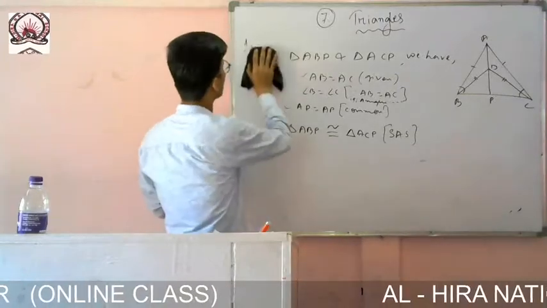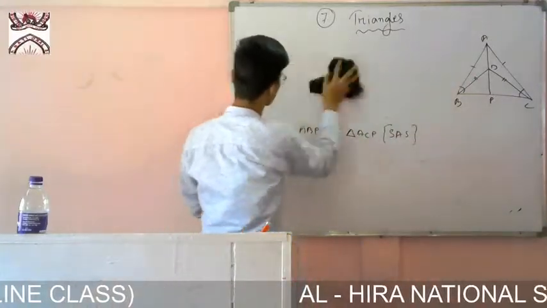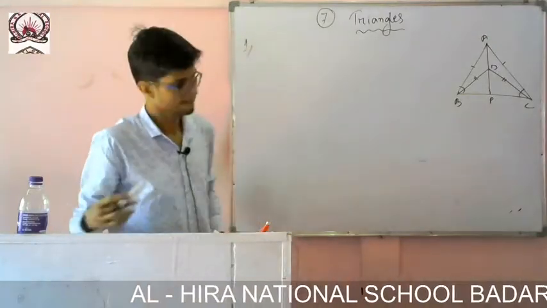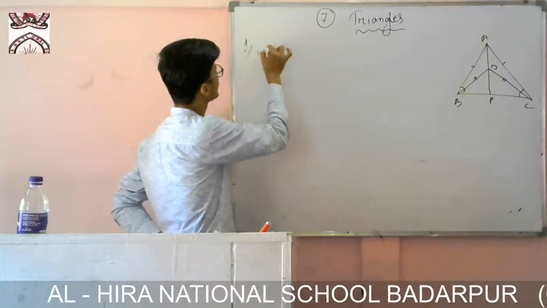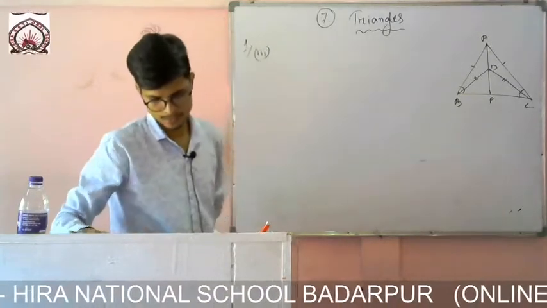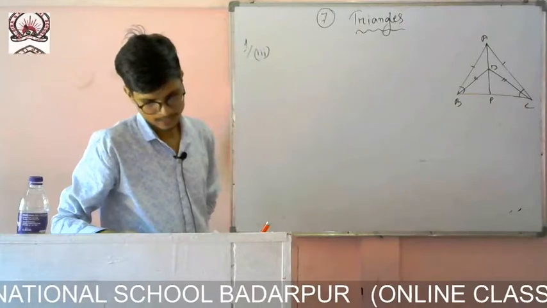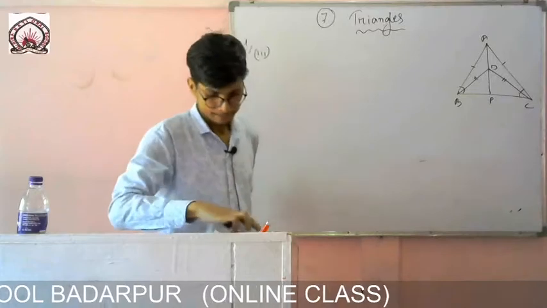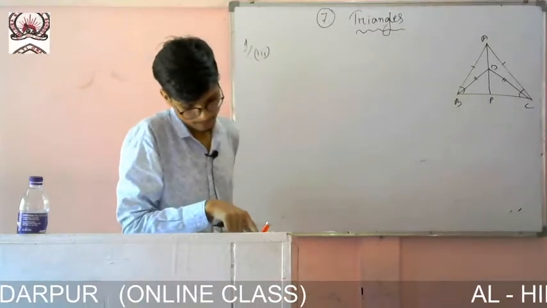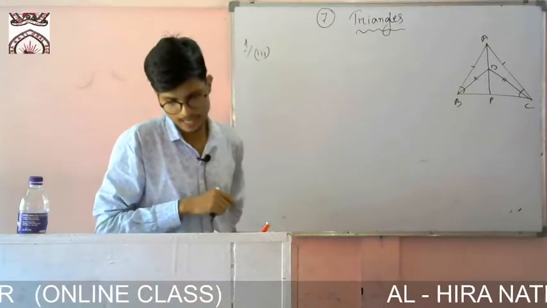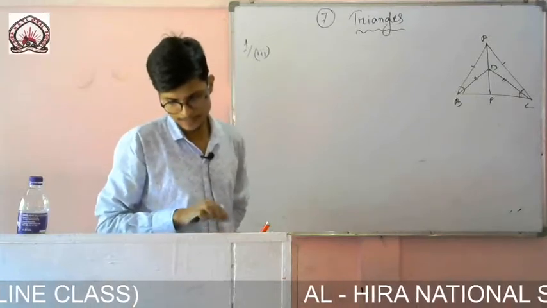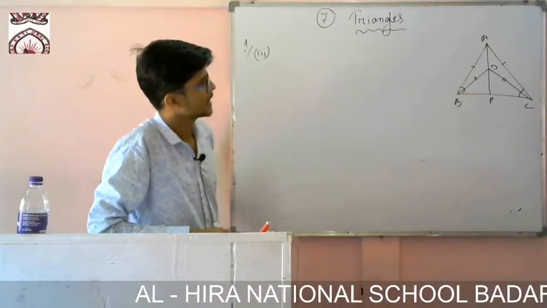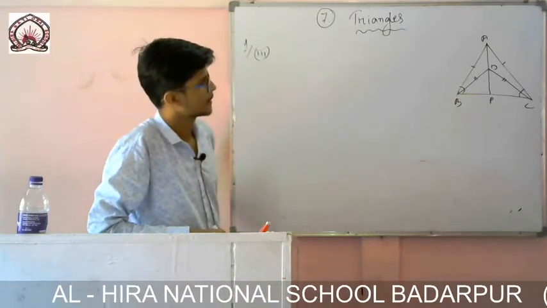Alhamdulillah. Now Roman number 3, you see, what is given here is that two triangles are given. Roman number 3, you have to prove that AP bisects angle A as well as angle D.